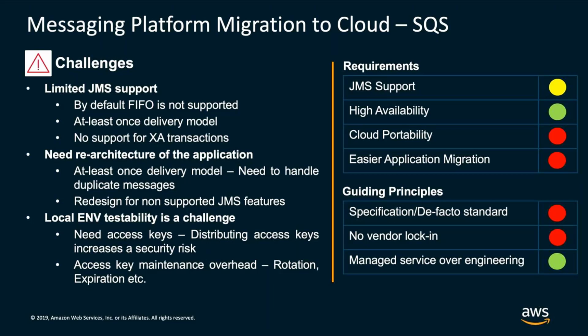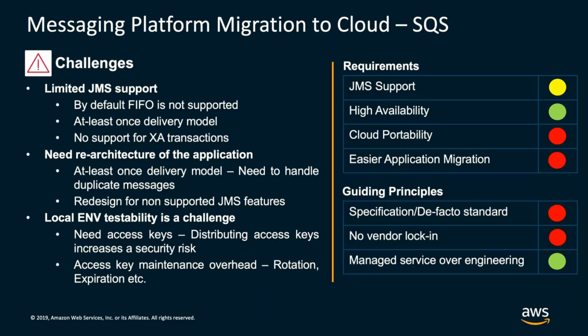Now, the other challenge that we had was how to test SQS from a local environment. If I have my machine, my desktop, and I want to test from my desktop, the option I have is to use an access key and secret key. Now, if you have hundreds of developers in your team, distributing hundreds of access keys and secret keys to those developers increases your security risk. And you don't want to hand over these keys to so many people. Yes, you could always limit the scope of what they can do with those keys on AWS, but it's still a lot of maintenance overhead because you have to deal with rotations and expirations and stuff like that.